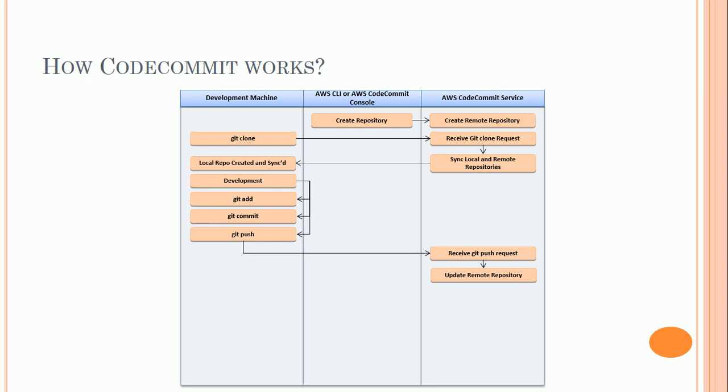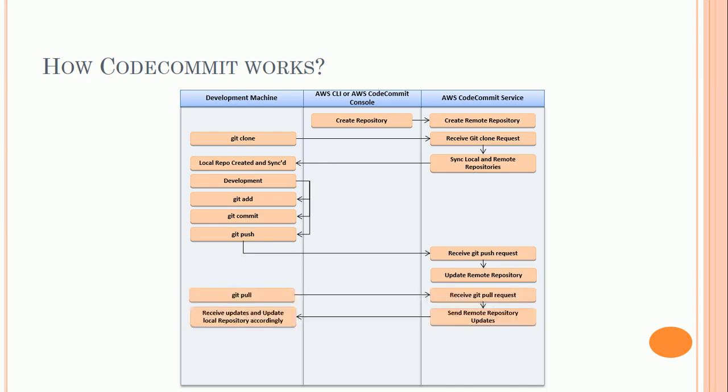Now in a company, many users work on the same project, same code, even the same file. So to integrate other users' changes, we need to pull. By running the git pull command, the CodeCommit service will send the updates to the local repository. And this is how we can keep our code up to date in our local repositories.